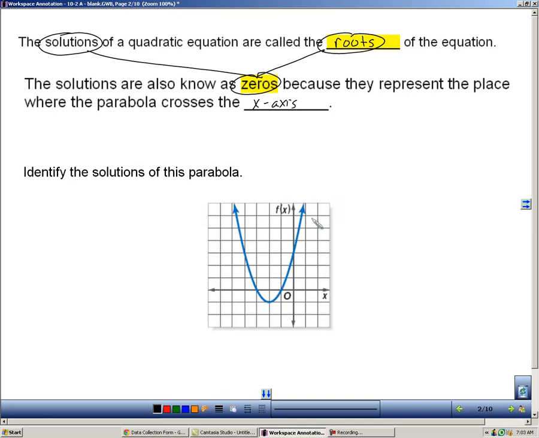So if we look at this example, we want to identify the solutions of this parabola. In other words, where does this parabola cross the x-axis? Well, it crosses right here and right here. So we would say that the solutions here are x equals -3 and x equals -1. Those would be my two solutions, and you could write it this way. The two solutions of my parabola, where my parabola crosses the x-axis. And that's what we're finding when we're asked to find the solutions or the roots or the zeros.